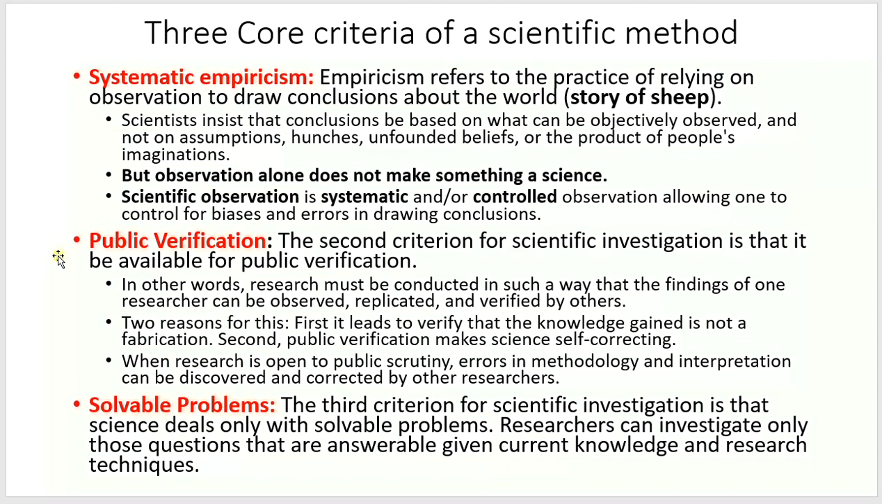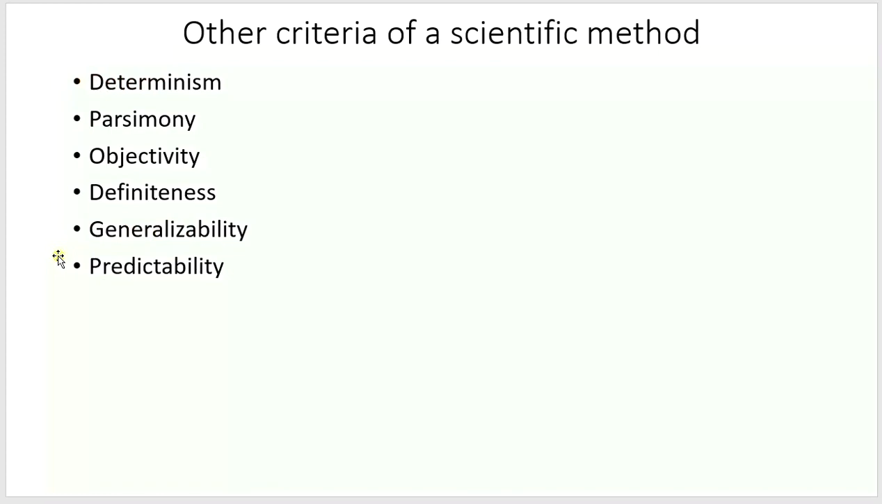So these are three core criteria. I will end the class because you will have the next class. Some other criteria of the scientific method include determinism, which I have already mentioned during the assumptions of science. Parsimony, in Hindi called laghav, means saying things in fewer words. So the scientific approach is more concise and precise. That is called parsimony.